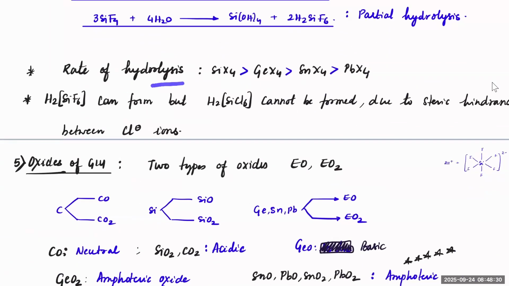If you compare the rate of hydrolysis, SiX4 is greater than GeX4, SnX4, and PbX4, because going down from silicon to germanium, tin, and lead, the metallic character increases. So the ability to accept a nucleophile decreases. Got it? H2SiF6 can be formed, but the chloride analogue cannot be formed, because sterically, 6 chlorides on an octahedral structure is not possible with silicon.